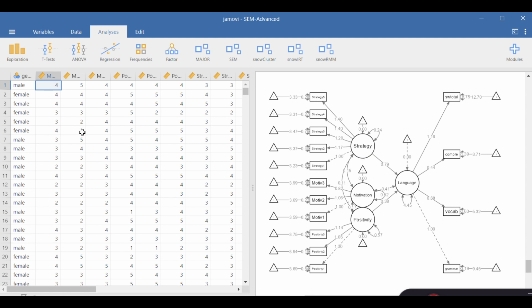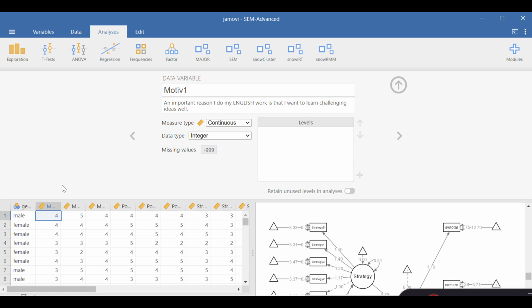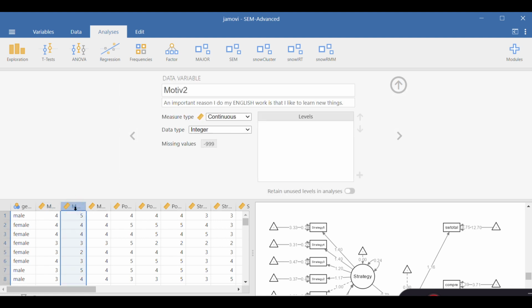Now, on the left-hand side, you can see the spreadsheet that I've already opened. I also have another variable called gender, but I'm not going to use it in this video. Now I'm going to double-click on this variable just to show you how you can change the names and also the type of the variable or the level of measurement of the variable. Now, it's very important to remember that all of these measurements should be continuous. So if you've got ordinal or nominal variables, you should change them to continuous, because otherwise you will get an error message in Jamovi.